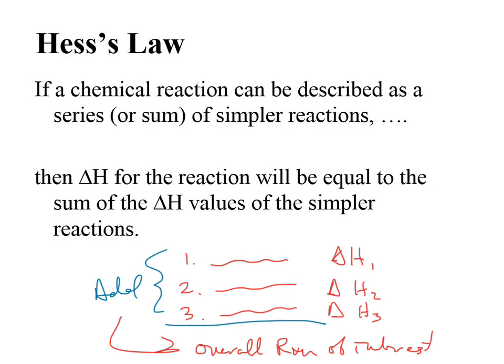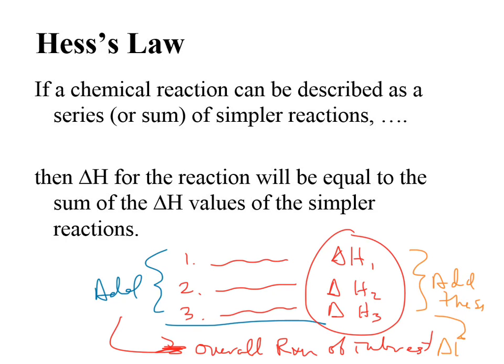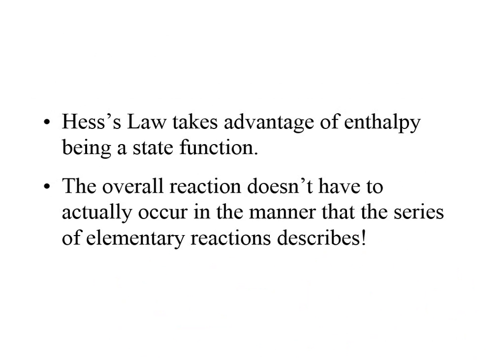And like this already says, if you can come up with the reaction of interest by adding these smaller equations with known enthalpy values, then all you got to do is add these together to get delta H of the overall reaction. That's it. That's Hess's law. So I'm going to do one example for you. But that's kind of the overall thing.